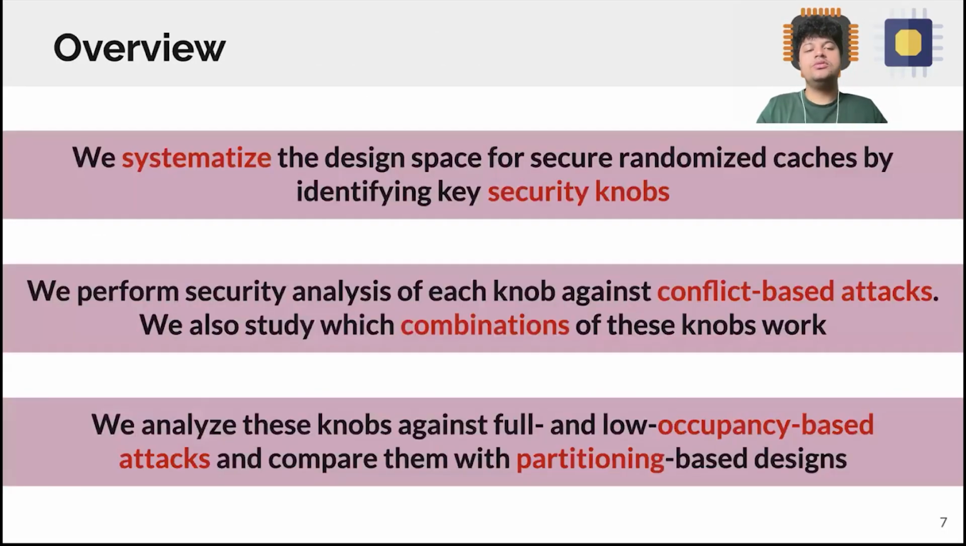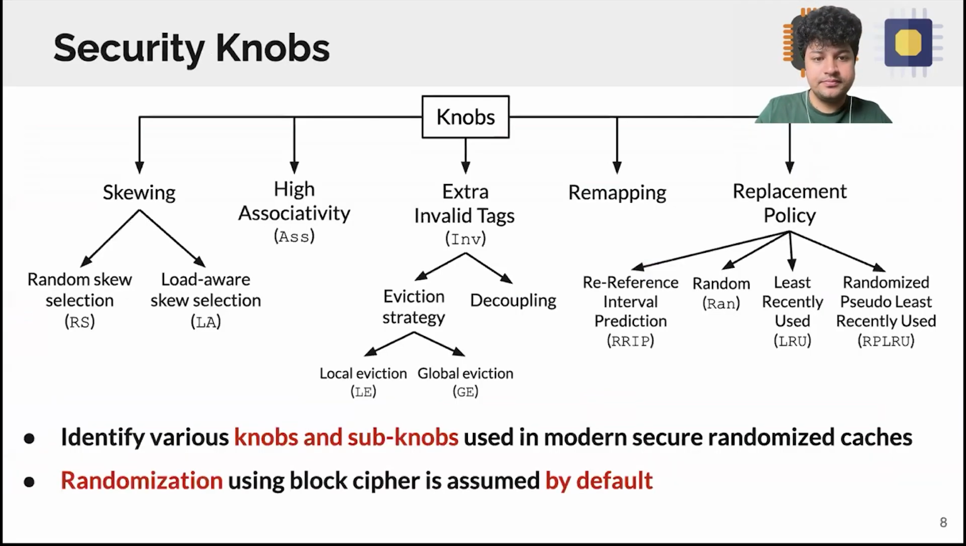Right. So this is an overview of the talk. So we'll basically talk about how we systematize the design space for secure randomized caches, and we basically identify a bunch of key security knobs in these designs. We also perform a security analysis of each of these knobs against conflict-based attacks. And finally, we study which combinations of these knobs work. So we'll also analyze these knobs against occupancy-based attacks at the end and compare them with partitioning-based designs.